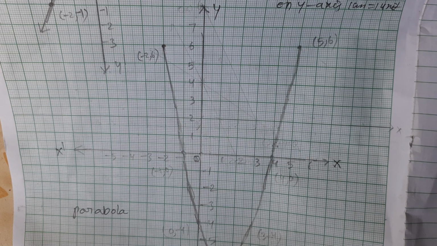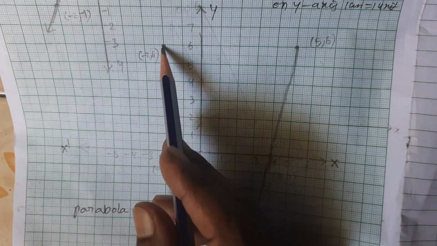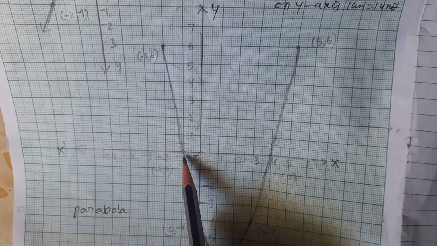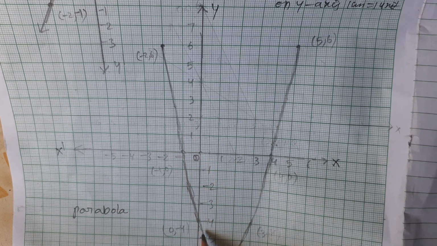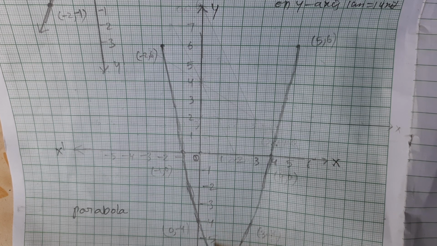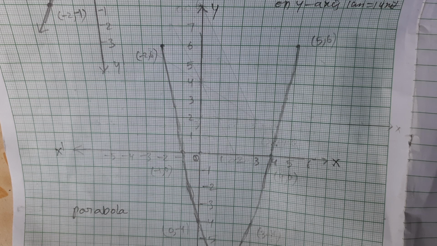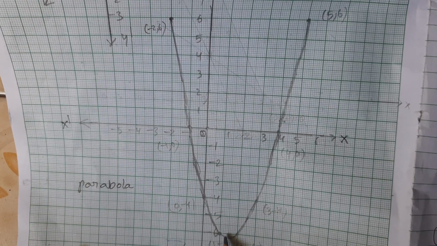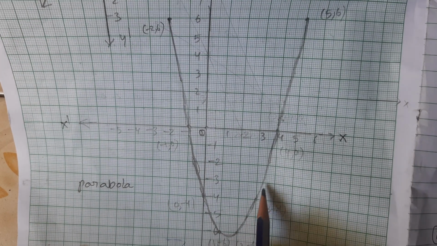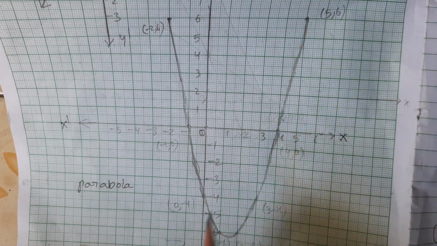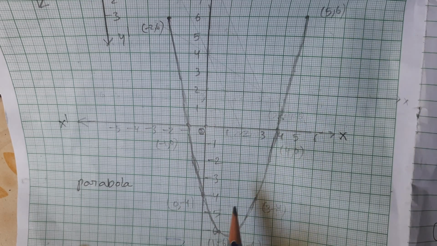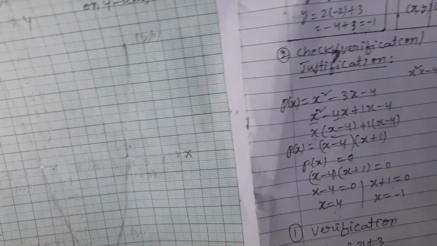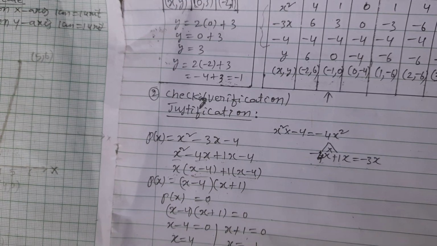Now you should join them with a free hand curve. With the pencil you should draw with a free hand curve, not with a scale. You should draw directly without moving up and down. If any disturbances happen, just rub it with an eraser and draw again. It looks like a parabola. This is a parabola, open upside. Another graph we are going to discuss.